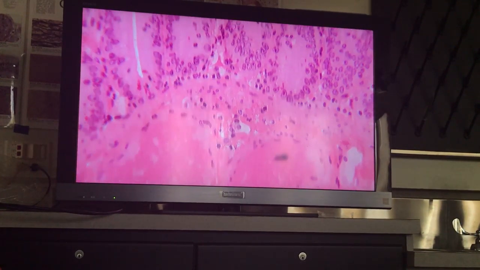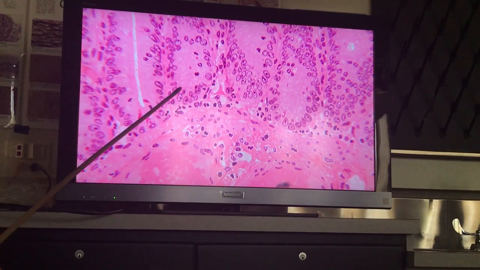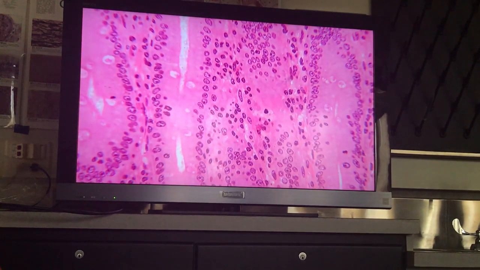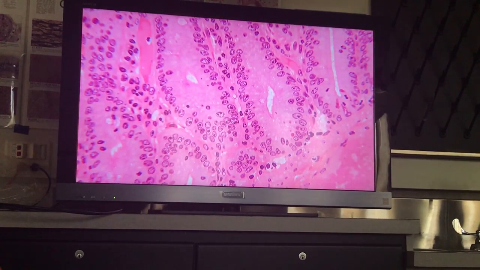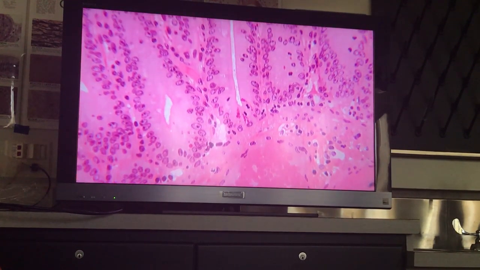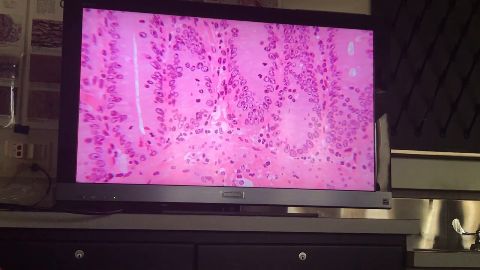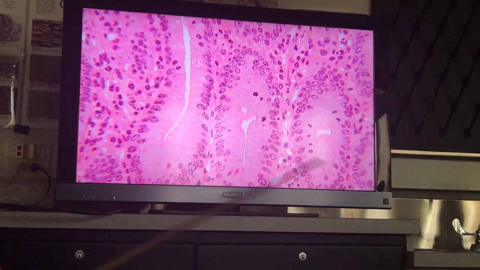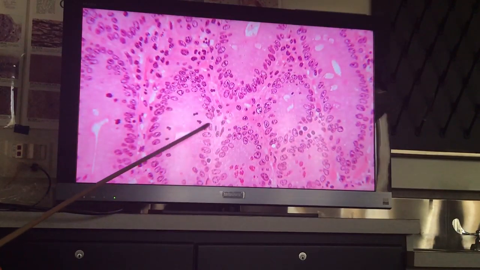And then you're looking at the crypts. And then up above, you'll be up in the villi. Well, let's direct our attention back here in the crypts, because here you can really see the mitotic cells. Here's one, there's one, there's one, there's a couple. These guys are mitotic cells. That's what mitotic figures look like in situ.